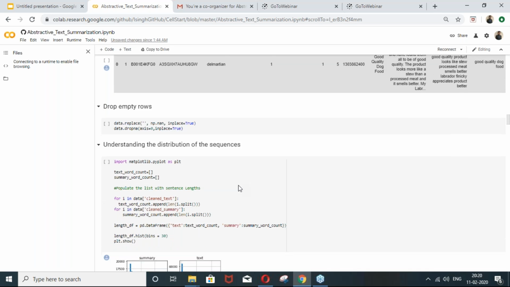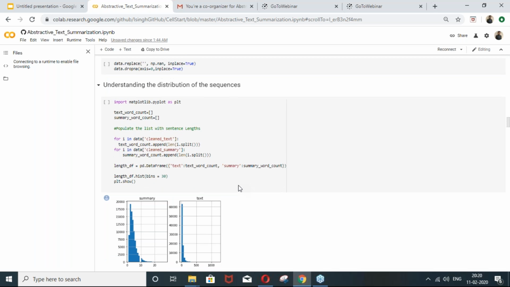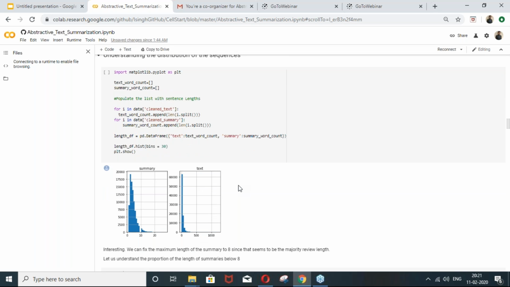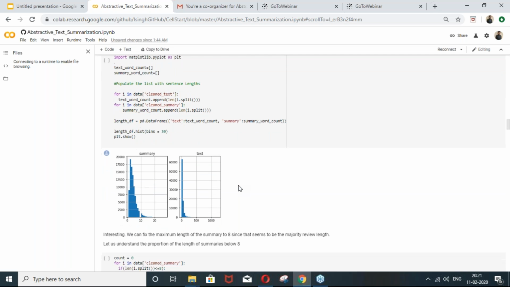Sure. Okay. So basically, we have to understand the distribution of sequence, meaning out of the 88,000 reviews, we have to figure out what is the average length of the summary and what is the average length of the text. After plotting a graph, we can see that the maximum summary is of around 8 words, as you can see in the graph.